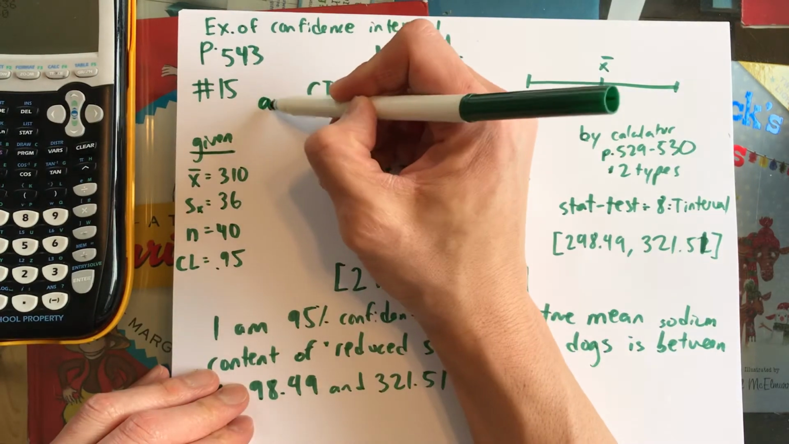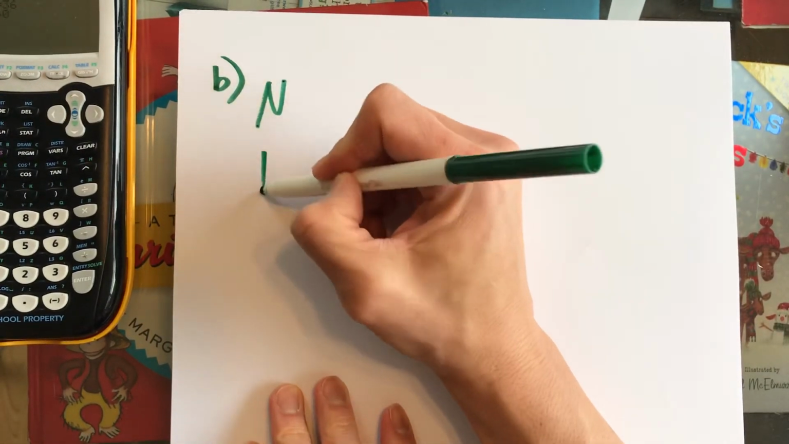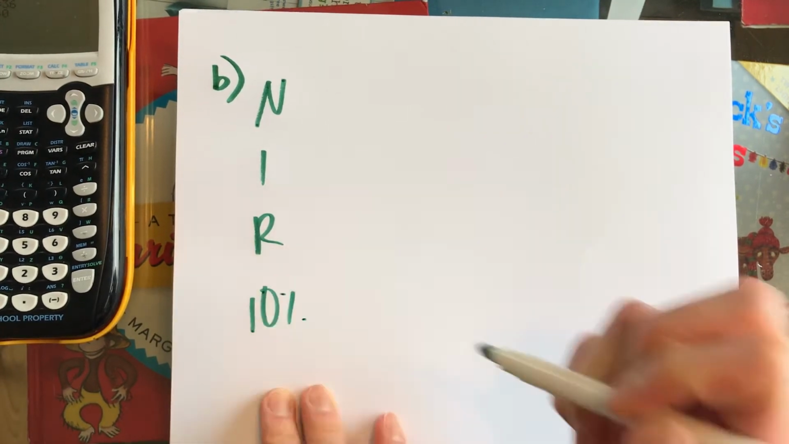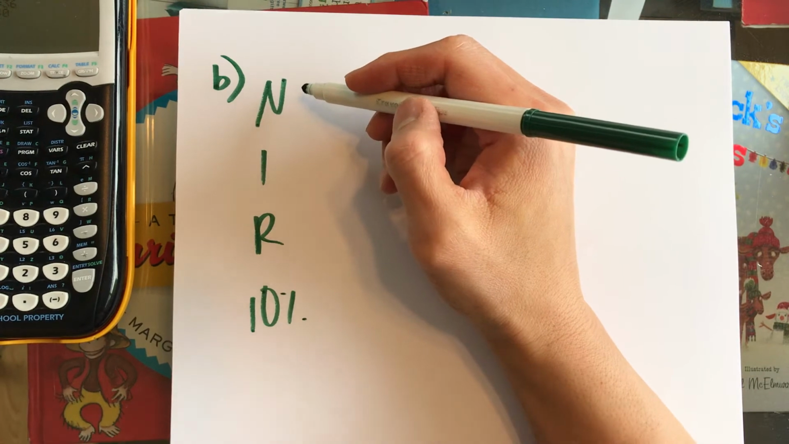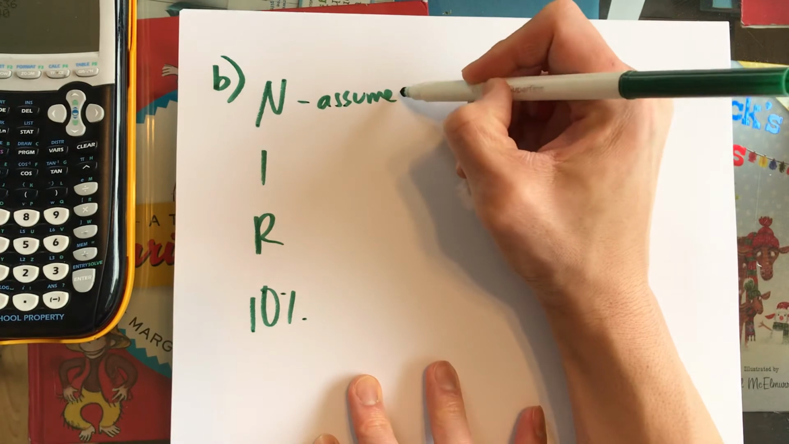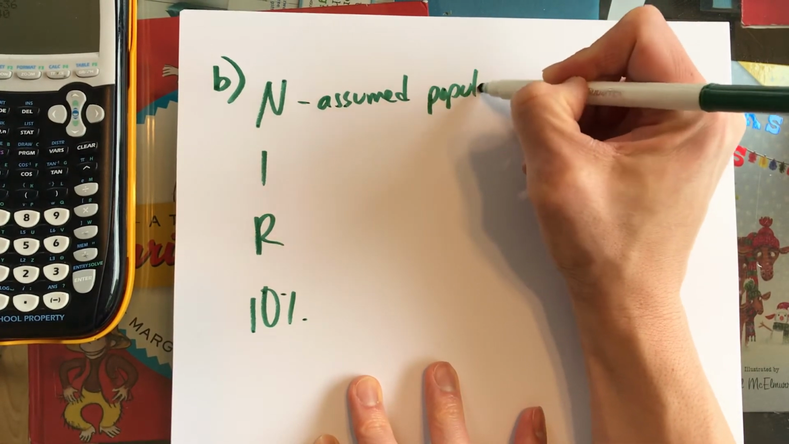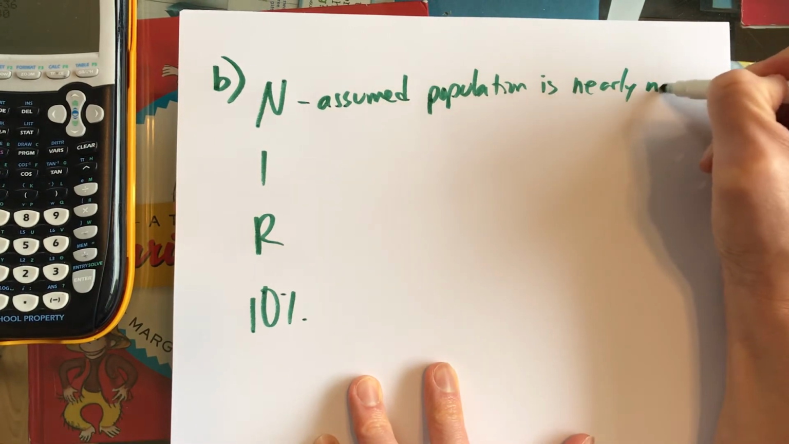Okay, so this is only part A. So we just finished up part A. Let's take a look at part B here. So part B is asking us, what assumptions have you made in this inference? Are the appropriate conditions satisfied? So if you go down the list, did we assume that it's nearly normal? Do we have the raw data? We did not, right? So we assumed the population is nearly normal.